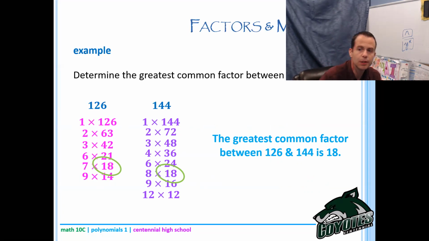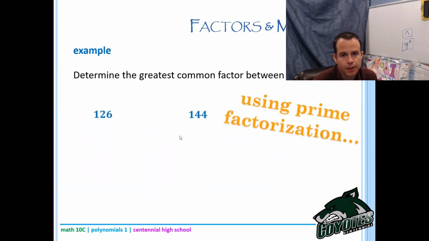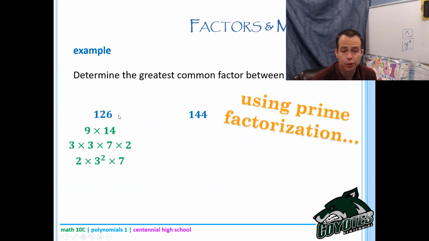Method number two, we're going to use prime factorization. So I prime factorize 126. I break 126 down, and you could have started anywhere you want, but I just chose 9 times 14, and then I broke that down into 3 times 3, and the 14 into 7 times 2. So altogether, my prime factorization of 126 is 2 times 3 squared times 7.